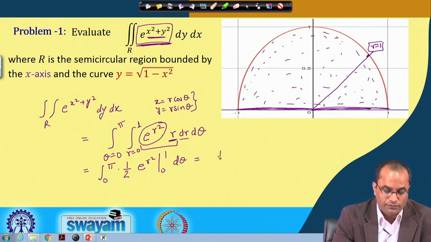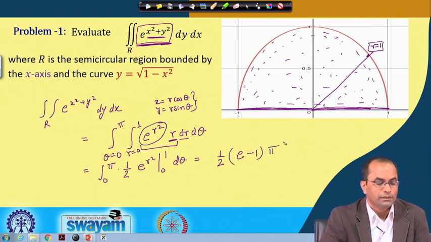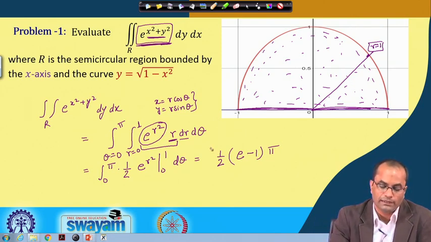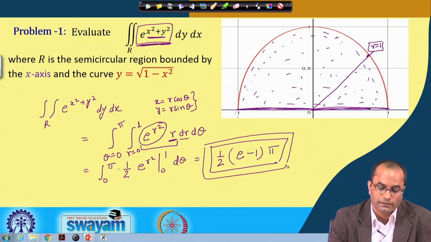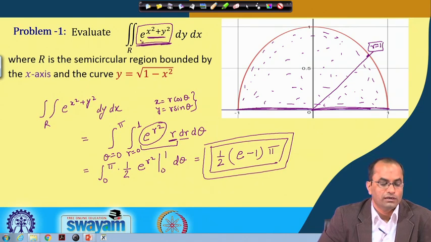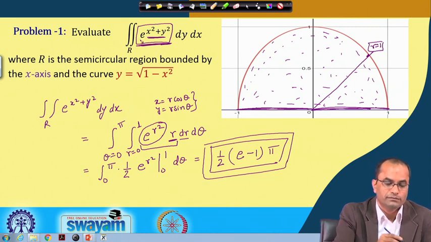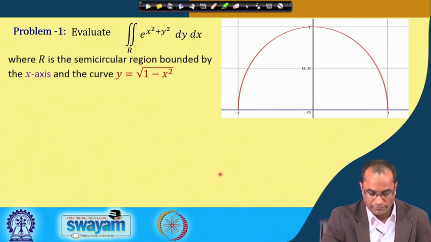So, this will be e minus 1 with half, and then this theta when we put the upper limit pi, so there will be another pi there. So, it will be pi by 2 times e minus 1, that is the value of the integral, which was e power x square plus y square, dy dx. So, again using this polar coordinate, it is much simpler to evaluate this.